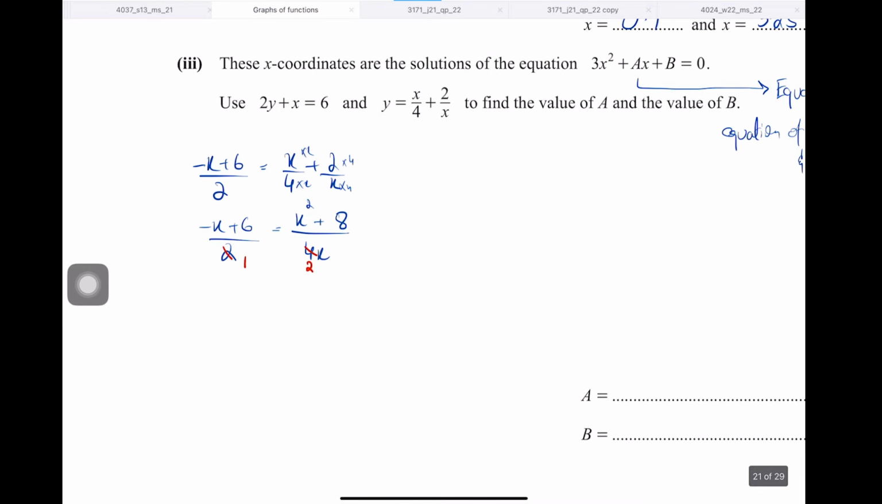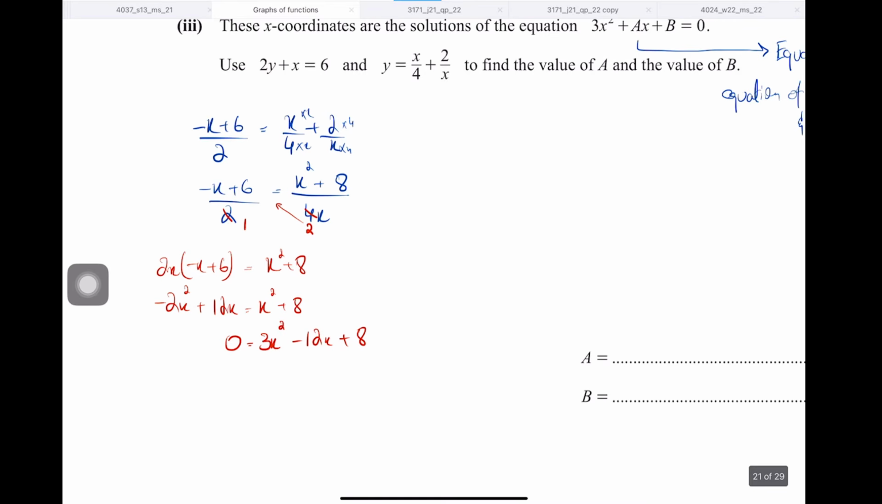Okay, and now when we cross multiply, we're multiplying 2x with minus x plus 6 and x square plus 8 with 1, which means it remains as it is. So minus 2x square plus 12x equals to x square plus 8. Now we shift everything over to the right hand side, so we have x square as positive. So we have 3x square minus 12x plus 8 equals 0.